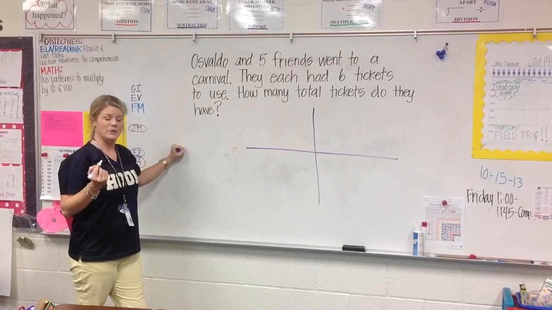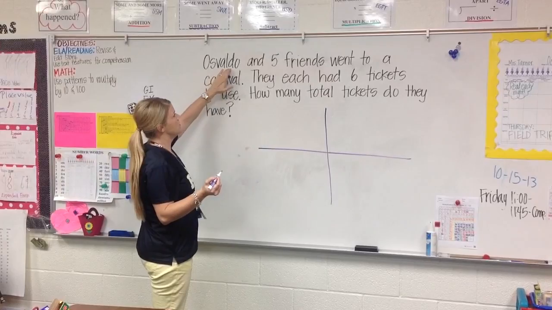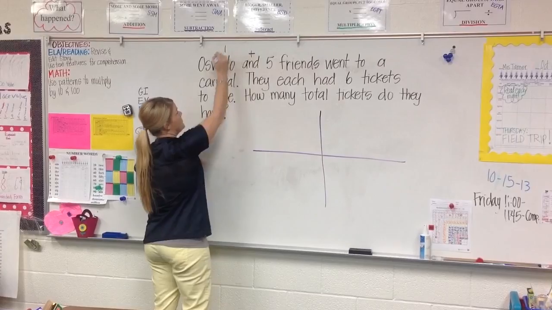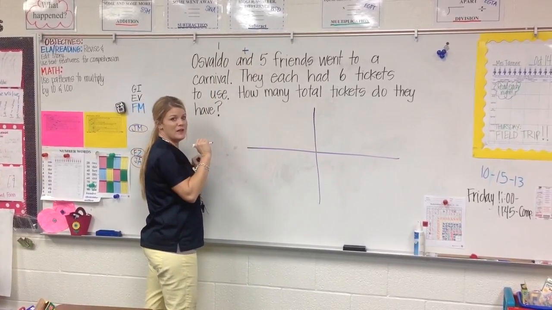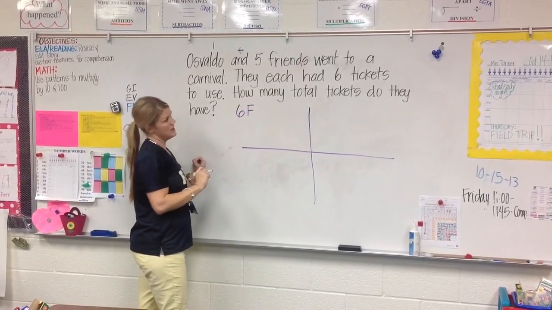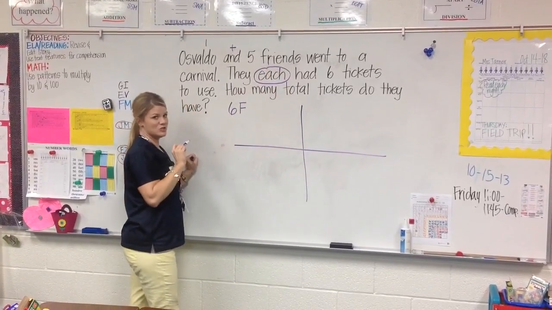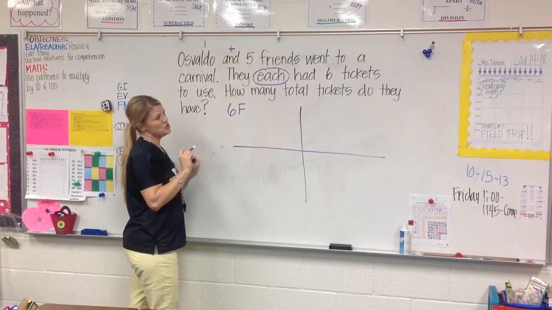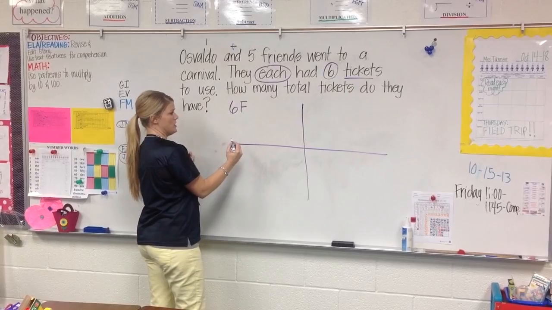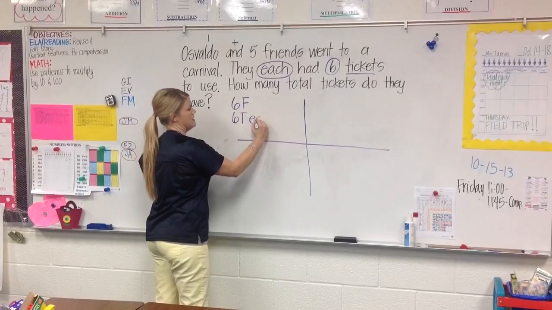Now I'm going to go back through, and I've got to find all of my really important information. So it first tells me that Osvaldo and 5 friends. So that tells me Osvaldo counts and 5 friends. So we actually have 6 people. So there are 6 friends. And they went to a carnival. They each, that's super important, that's a key word, they each had 6 tickets. So that's important information. So each one of these friends had 6 tickets.